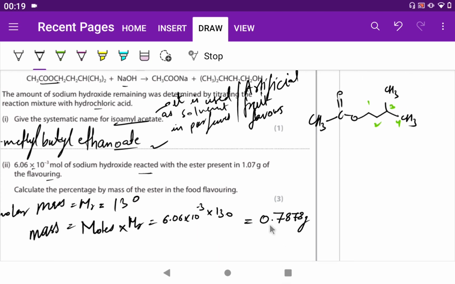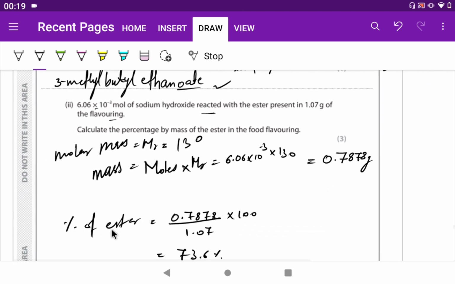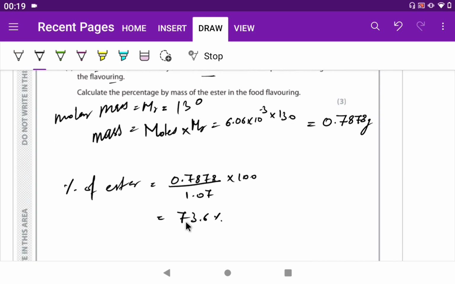this much. So percentage of ester present in the food flavoring is, total mass was 1.07, and the mass of ester is this. So after multiplying we get 73.6 percent. Okay, 73.6 percent of ester is present in the food flavoring.